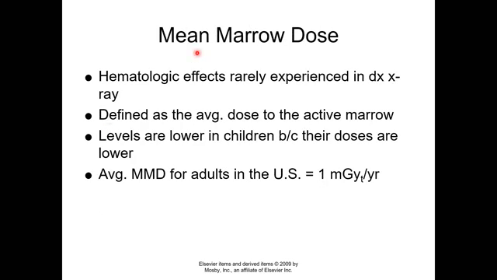Again, the mean marrow dose, that's your hematologic effects, meaning your blood effects. Doesn't really occur much in diagnostic imaging because we don't give that high of a dose. And again, it is defined as the average dose to the active marrow, meaning the marrow that's actively producing cells. And you must know the average mean marrow dose, MMD, for adults in the United States is 1 milligray per year. You must know it.